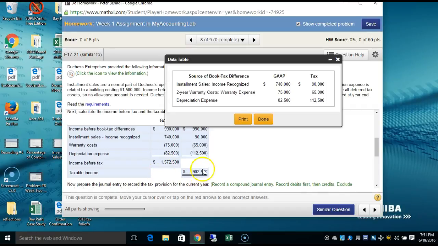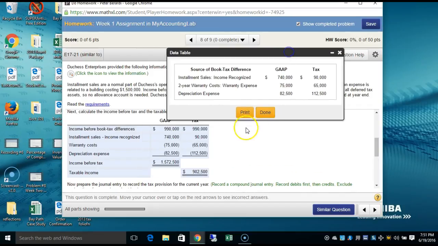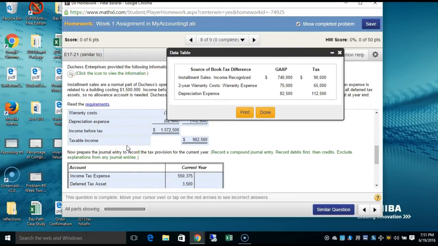These two numbers will get the 35% tax rate that's given to you in your problem. So you want to take the $1,572,500, multiply that by 35% to get your tax expense of $550,375. Again, your income tax expense is the GAAP income before tax multiplied by the tax rate.